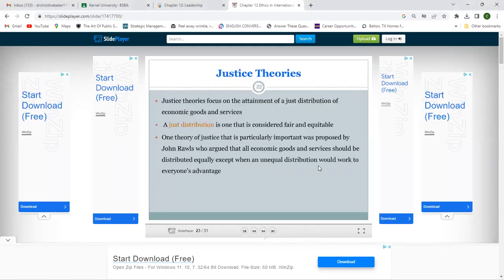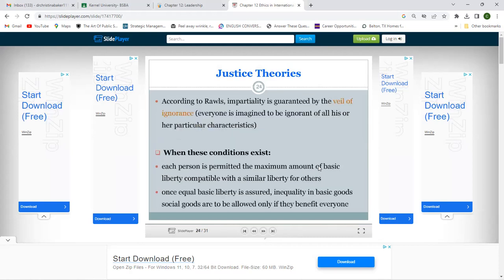Justice theories focus on the attainment of a just distribution of economic goods and services. A just distribution is one that is considered fair and equitable. One theory of justice that is particularly important was proposed by John Rawls, who argued that all economic goods and services should be distributed equally, except when unequal distribution would work to everyone's advantage.